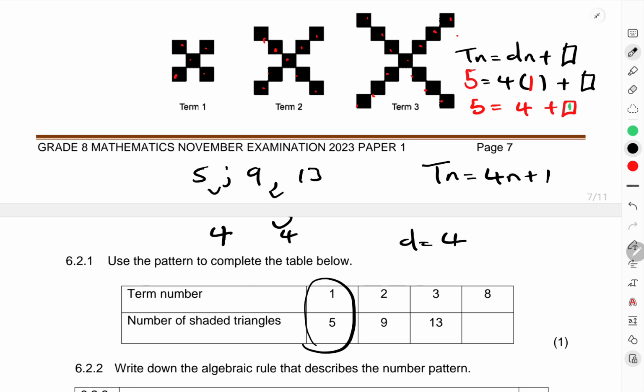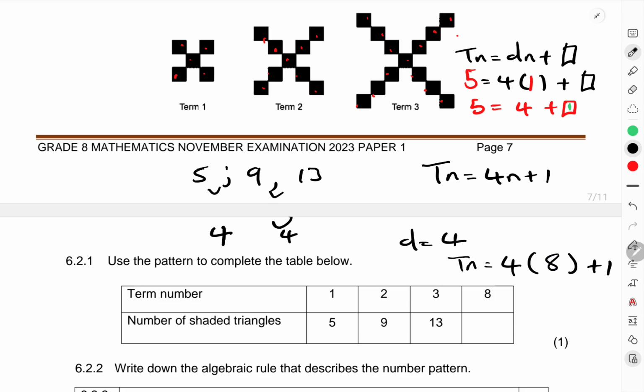Let us see if this rule is correct. I'm going to say Tn equals 4 open bracket n close bracket plus 1. Let us put term number 1 here. What is 4 times 1? It is 4 plus 1. It gives us the 5. Let me substitute 2 here. What is 4 times 2? It is 8 plus 1. It gives us the 9. And what is 3 times 4? It is 12 plus 1. It is going to give us the 13.